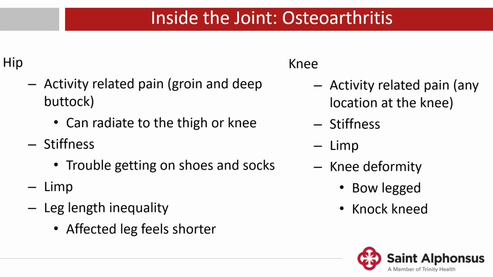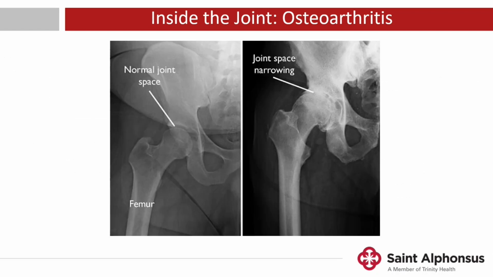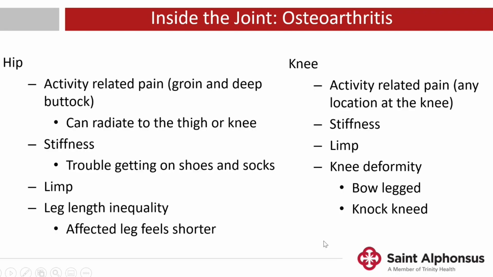One hip might feel, or one leg might feel shorter than the other. And this can either be from the loss of the joint space, literally shortening the extremity, or because of stiffness causing contractures, or basically not being able to fully straighten your hip, which makes it feel like it can't reach the ground. In the knee, we're also seeing activity-related pain, and this can be anywhere in the knee.